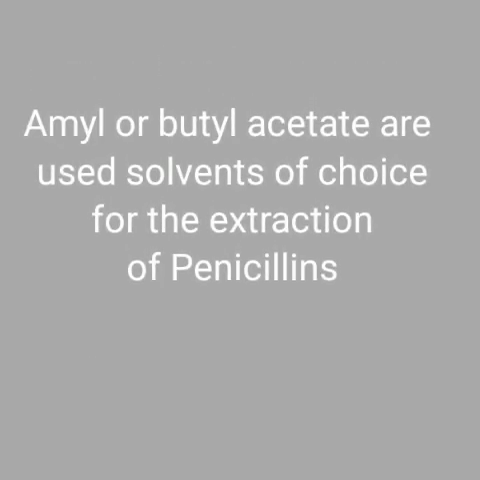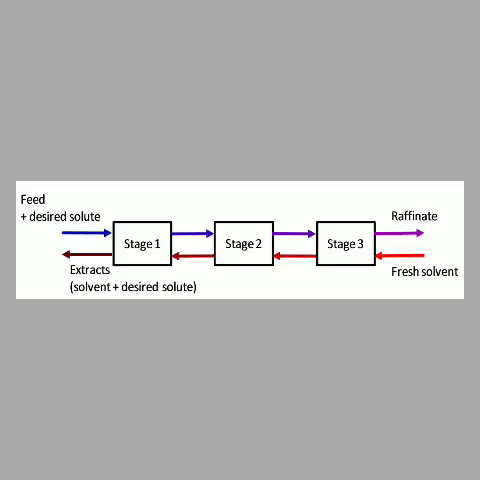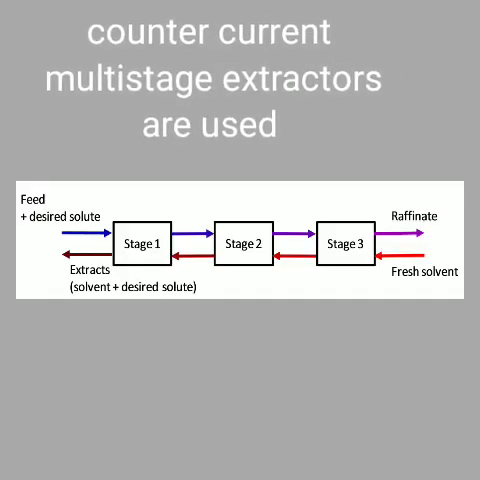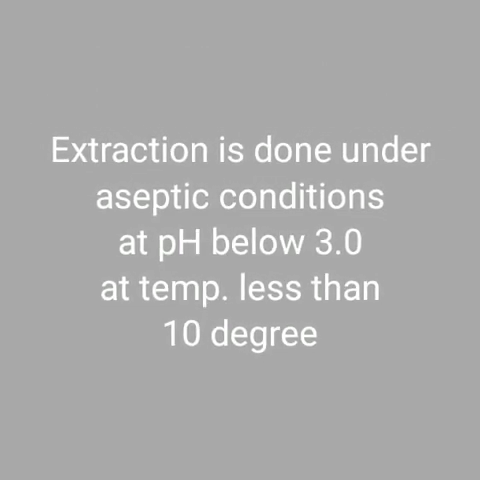Amyl or butyl acetate are used as a solvent of choice for extraction of penicillins. Extraction is done using multi-stage countercurrent extractors. Extraction is done under controlled environment. It is done aseptically at temperature below 10 degrees and at a pH below 3. This is done to minimize the degradation of penicillin.